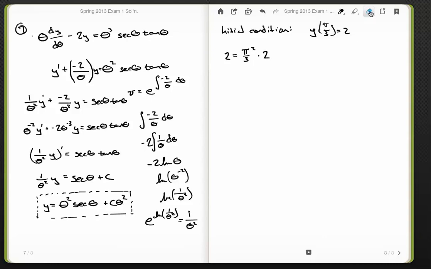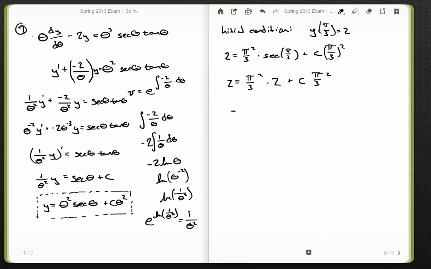I'm going to write that out because that might be hard to follow. Times the secant of pi over 3 plus c, some value c, I don't know what that is, times this, which is pi over 3 squared. Well, I can do a little bit of algebra here. 2 equals pi over 3 squared times the secant of pi over 3, which is just 2, plus c times pi over 3 squared. And now I just have to solve for c.